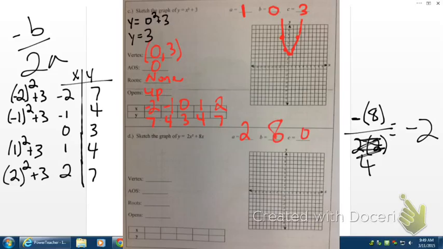I need to write that in red. Let's keep the pattern. Josh, write this down.